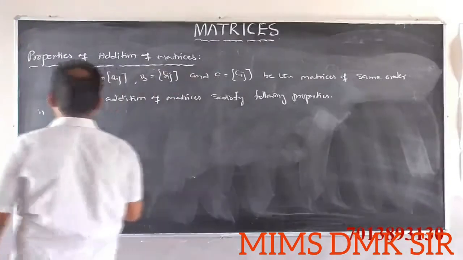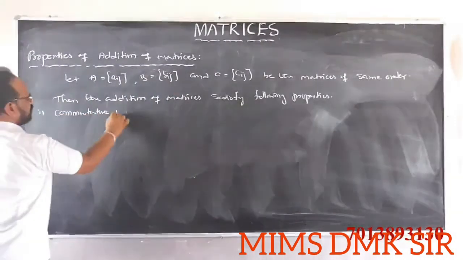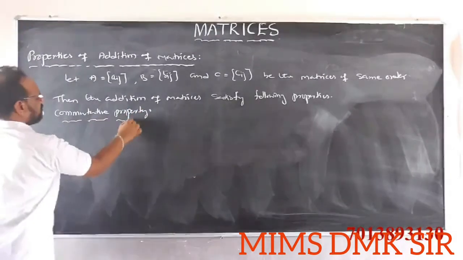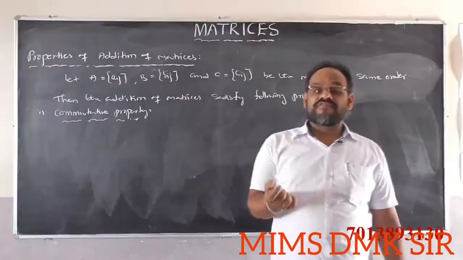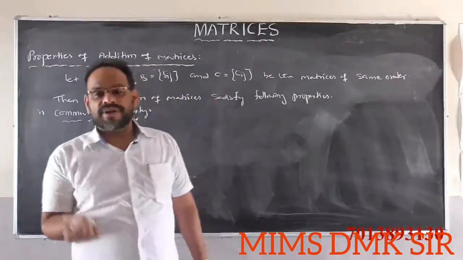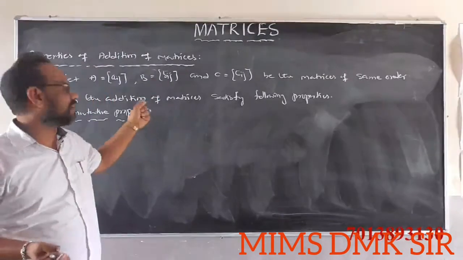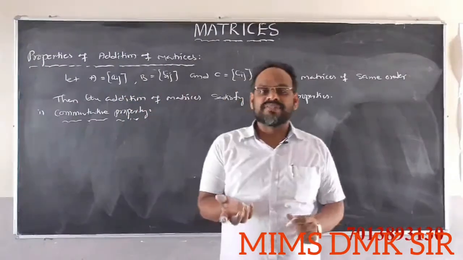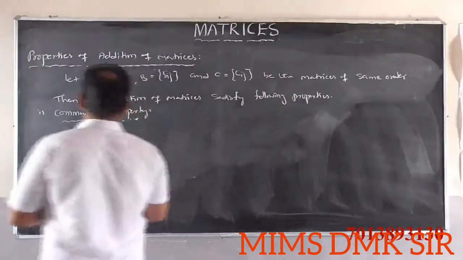Commutative property means addition of matrices satisfies the commutative property. Addition of matrices is commutative. That means A plus B is equal to B plus A, the sum of the two matrices.